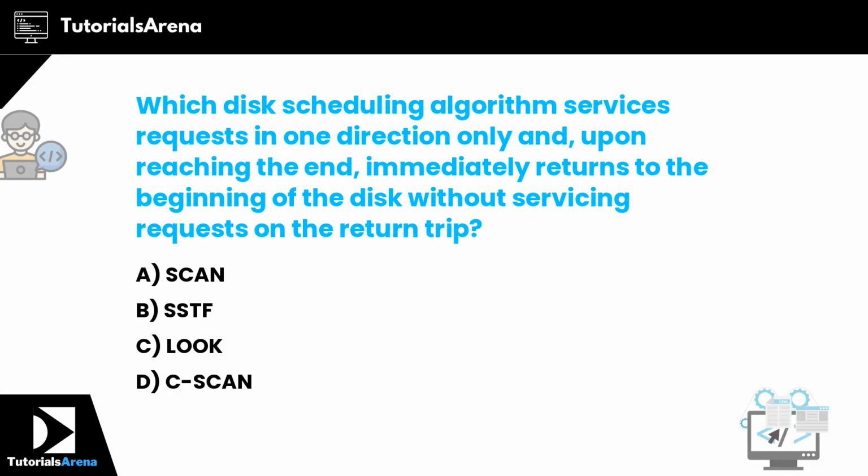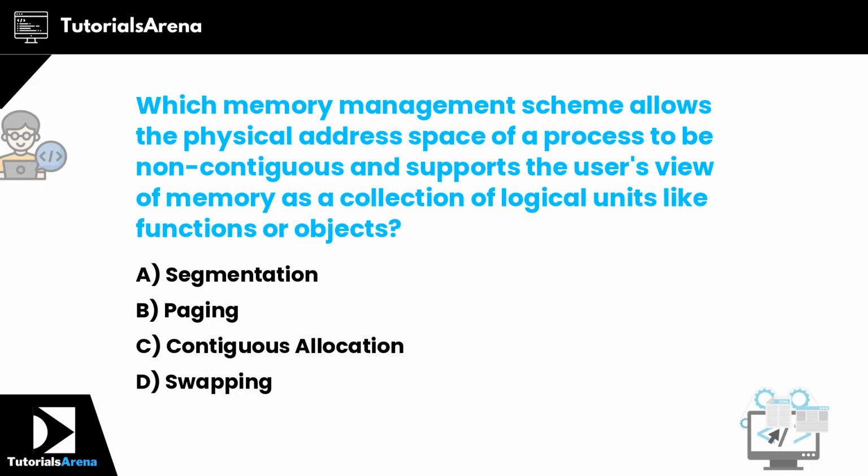Which disk scheduling algorithm services requests in one direction only and, upon reaching the end, immediately returns to the beginning of the disk without servicing requests on the return trip? The correct answer is option D, CSCAN. Which memory management scheme allows the physical address space of a process to be non-contiguous and supports the user's view of memory as a collection of logical units like functions or objects? The correct answer is option A, segmentation.